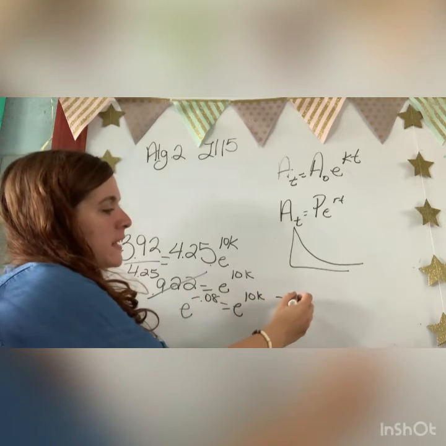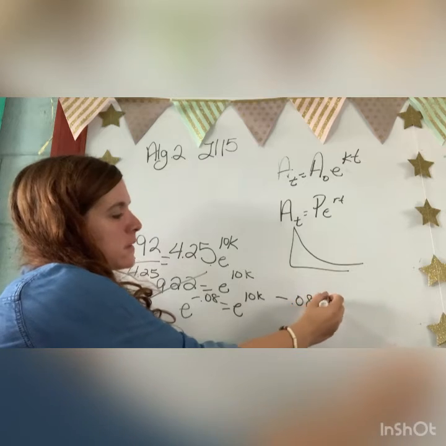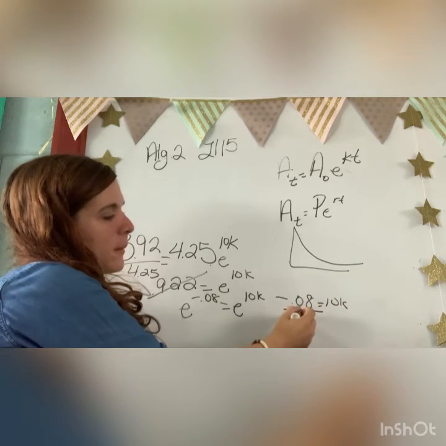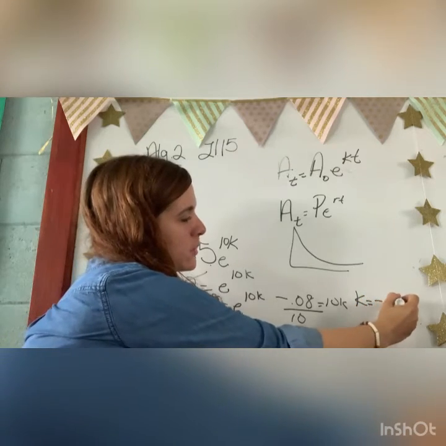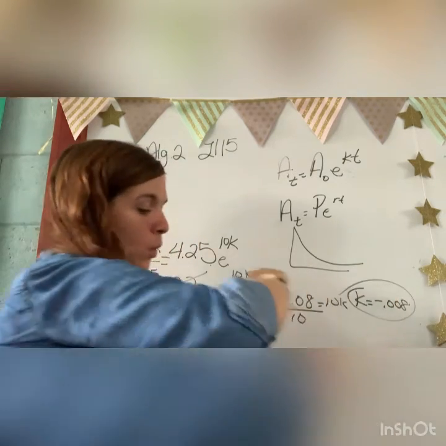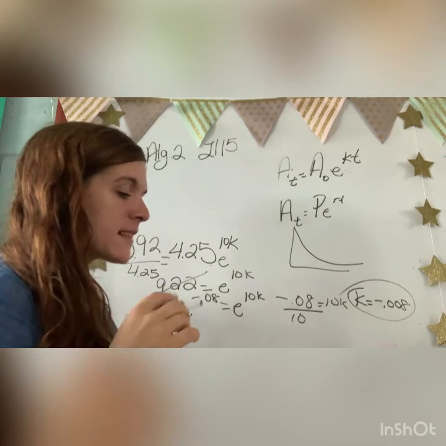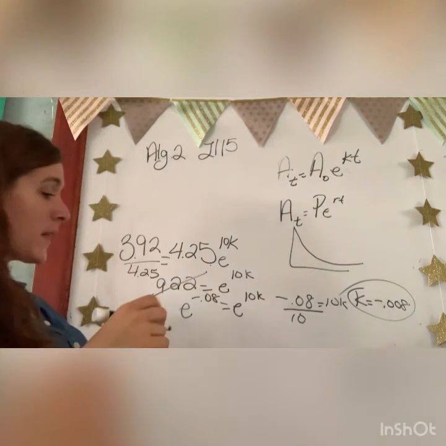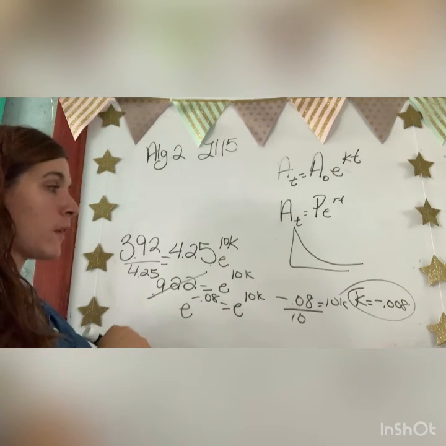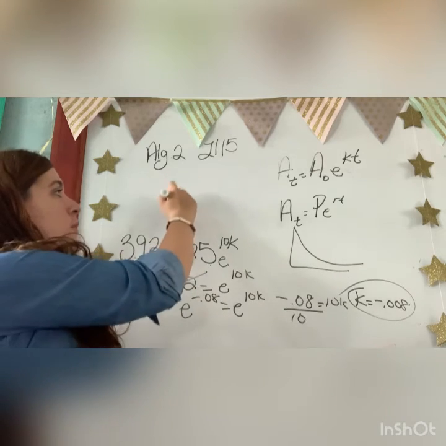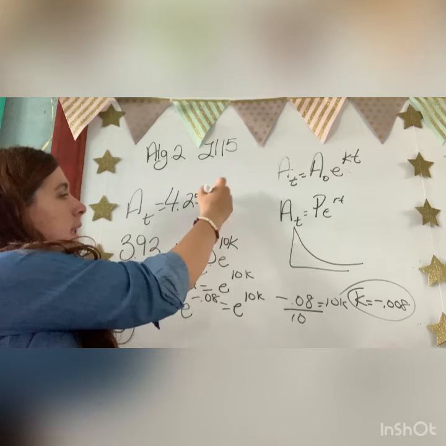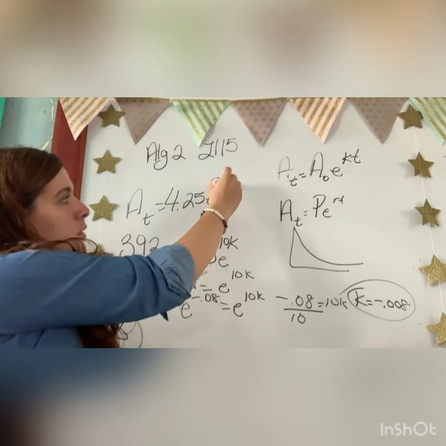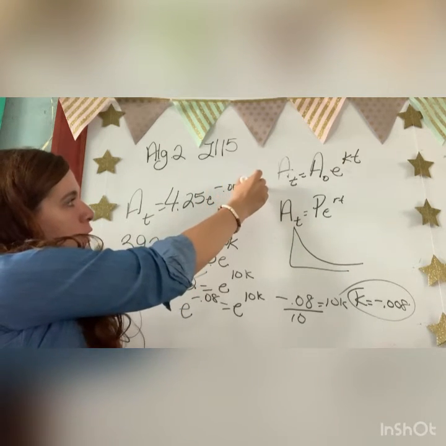So now what do we have left? Negative 0.08 equals 10K. So we divide by 10 over here, which means that K is going to equal negative 0.008 when we divide by 10, right? Now that is not the answer, so we have to go back and figure out how much would remain after 30 years. So our original is 4.25. We're looking for this one. K is negative 0.008, and we're looking for 30 years.